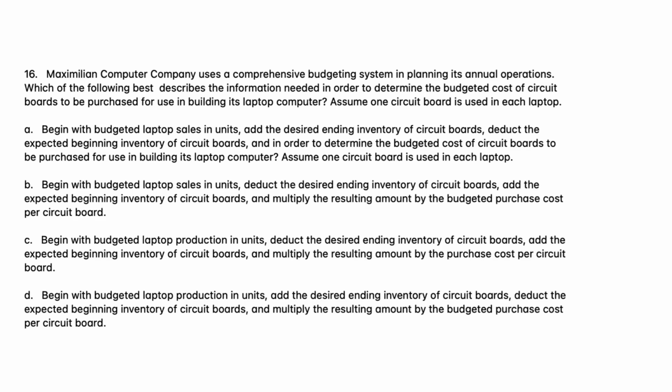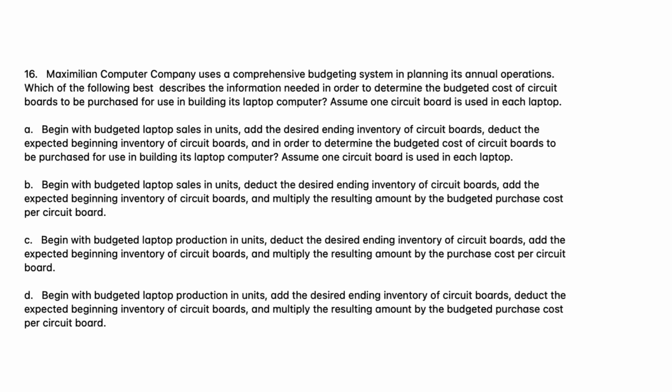Question 16. Maximilian Computer Company uses a comprehensive budgeting system in planning its annual operations. Which of the following best describes the information needed in order to determine the budgeted cost of circuit boards to be purchased for use in building its laptop computer? Assume one circuit board is used in each laptop.